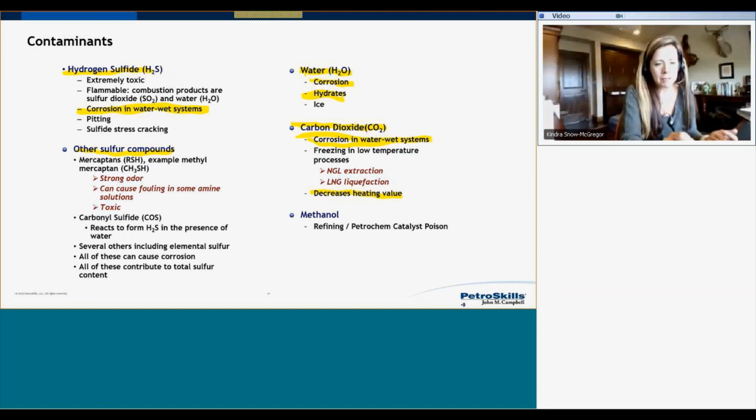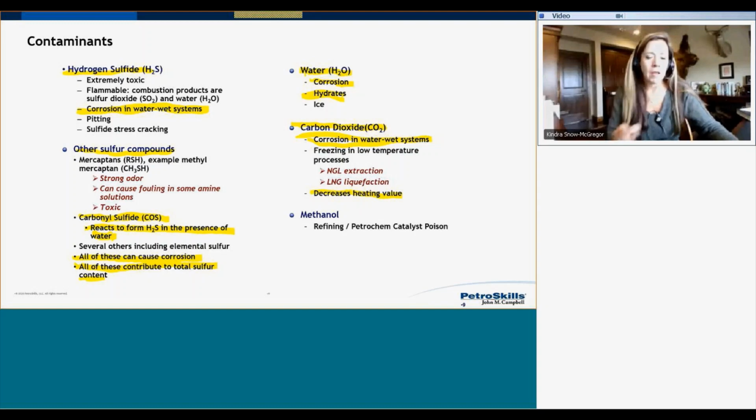And then lastly, I do want to talk about my friend carbonyl sulfide. Again, COS can be difficult to remove in our processing schemes. And if I have any type of carbonyl sulfide in my propane system, unfortunately, that will react to form H2S in the presence of water. And if that happens in my product propane, then I can start going off spec on my copper strip test. And so I need to keep an eye out for COS as well. At any rate, just remember any sulfur species can cause corrosion, and all of those will contribute to my total sulfur content.